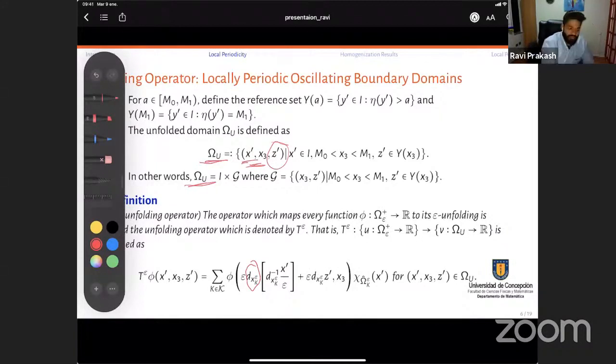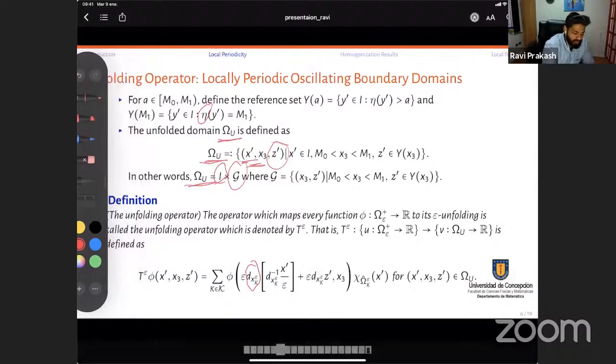What is omega u? Omega u will be the limit domain, and the limit domain has a reference R2 reference cell, and G is the profile which captures the profile of the oscillation. The profile is defined by eta. And here d epsilon h epsilon k is the mesocell, which is different in each epsilon cell.